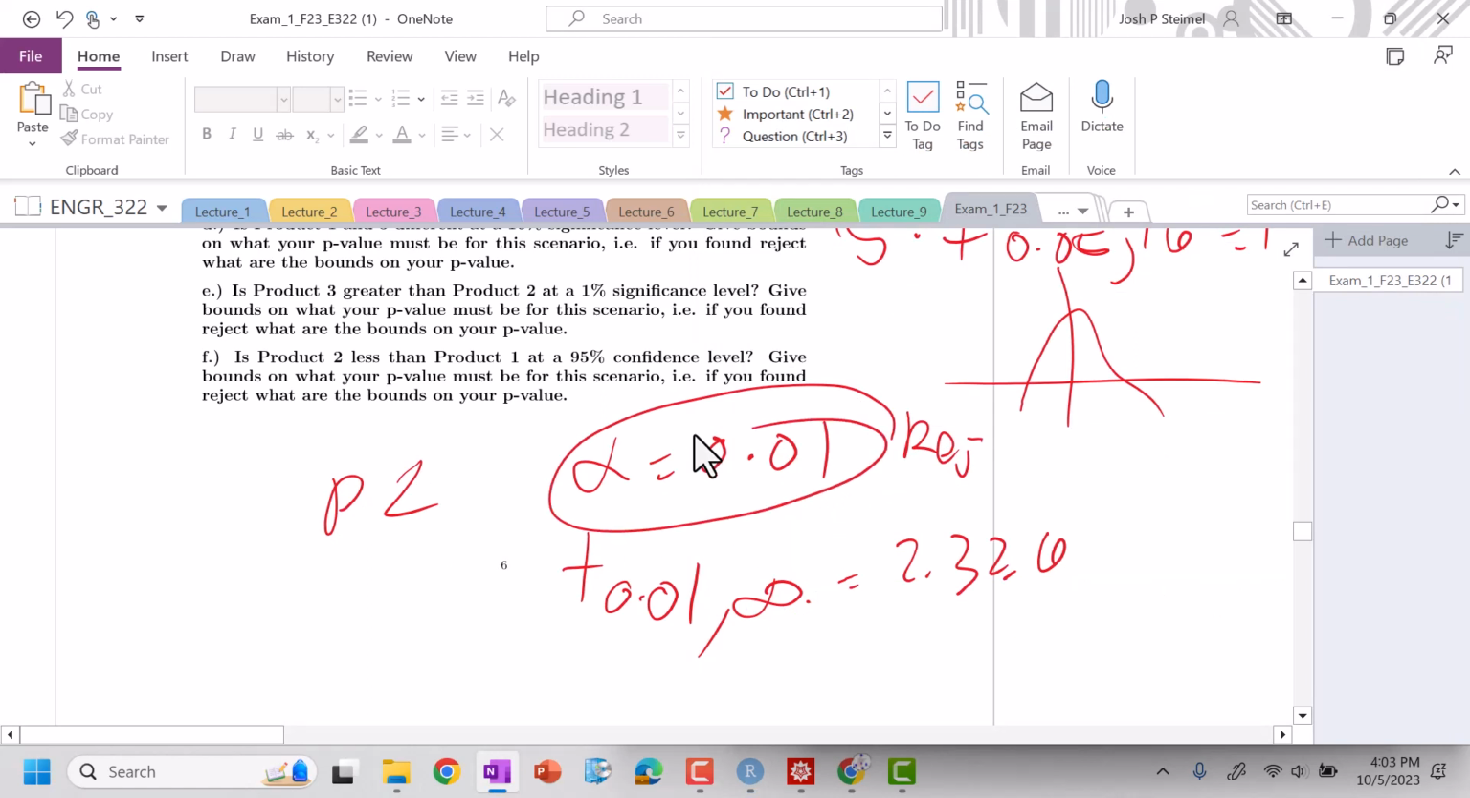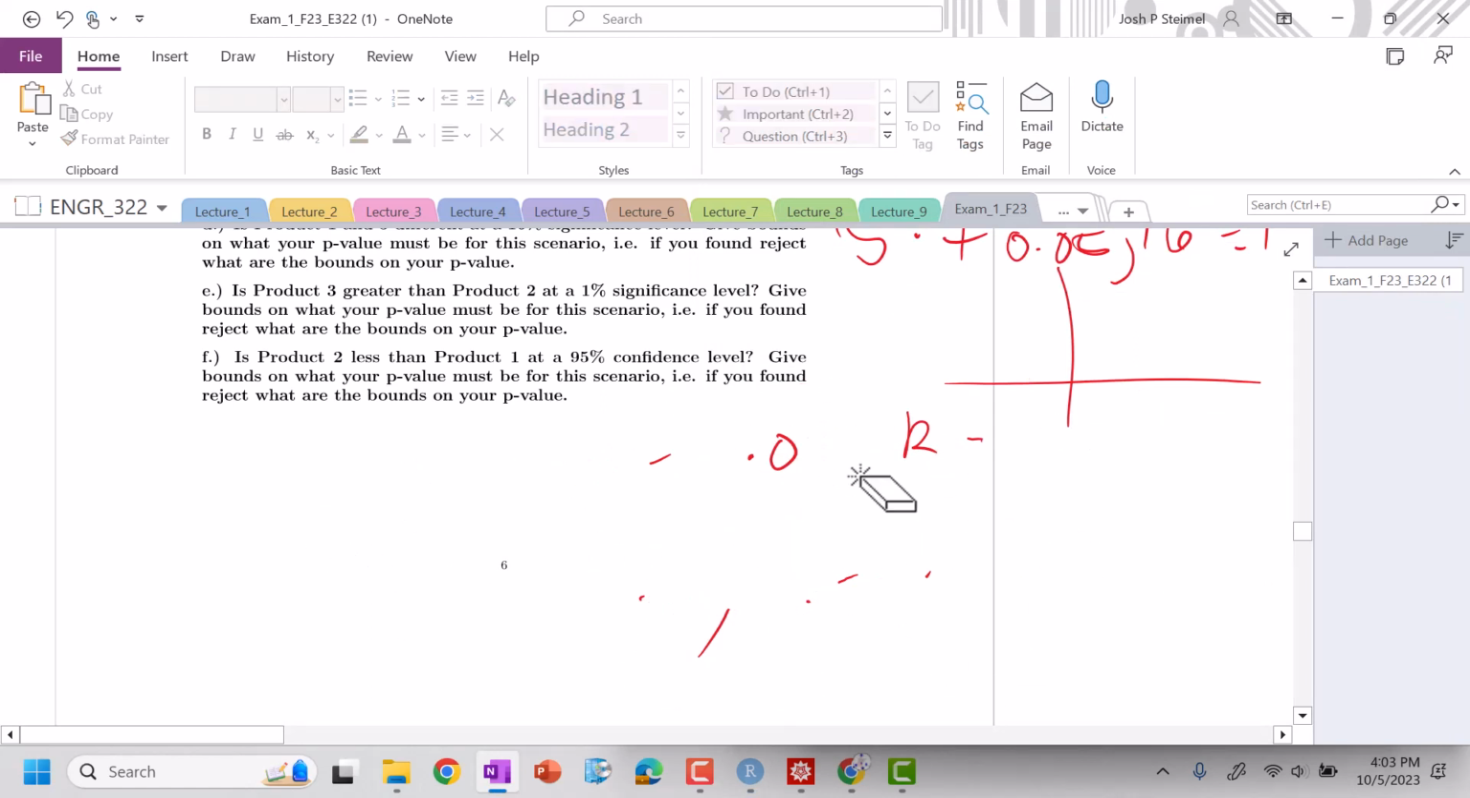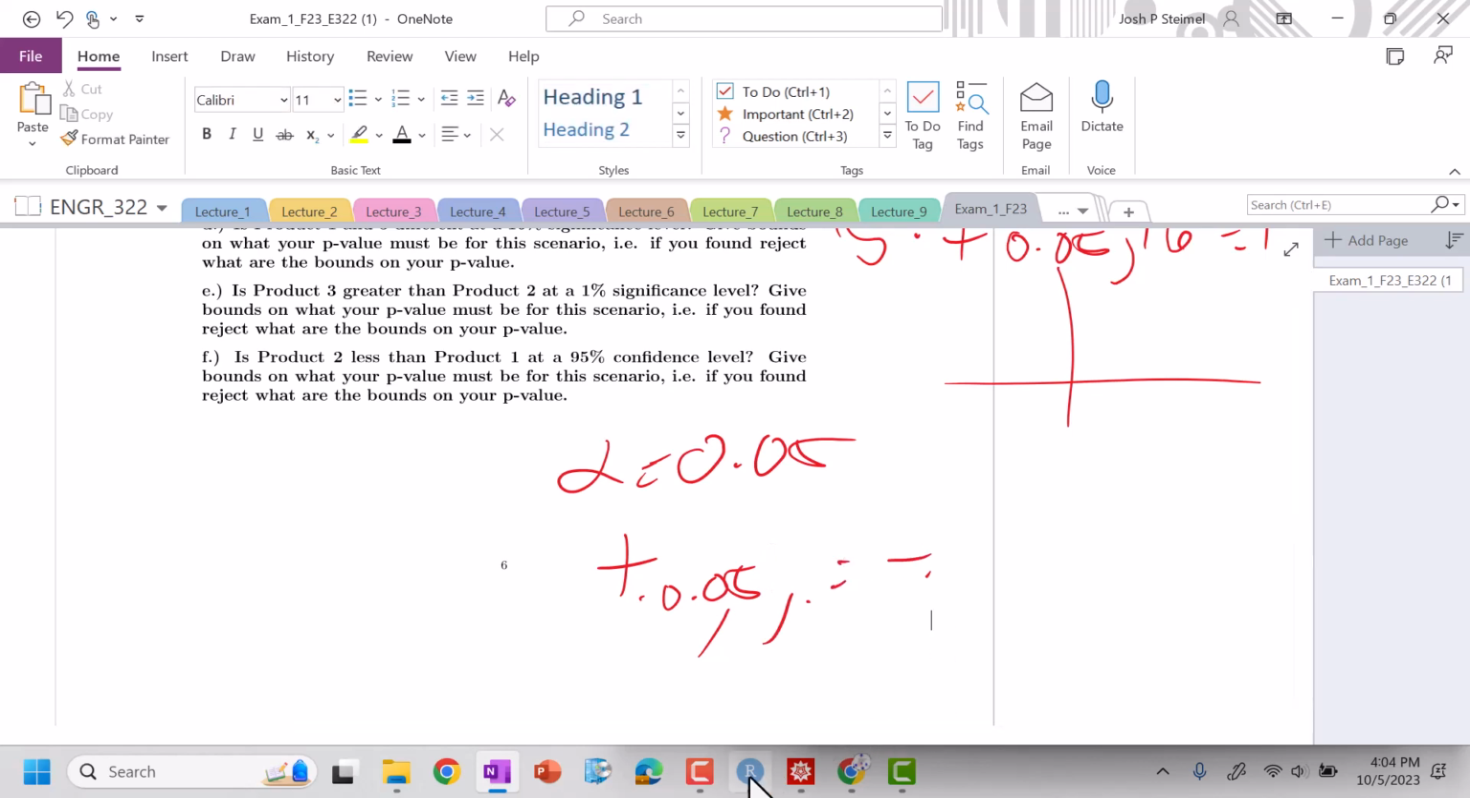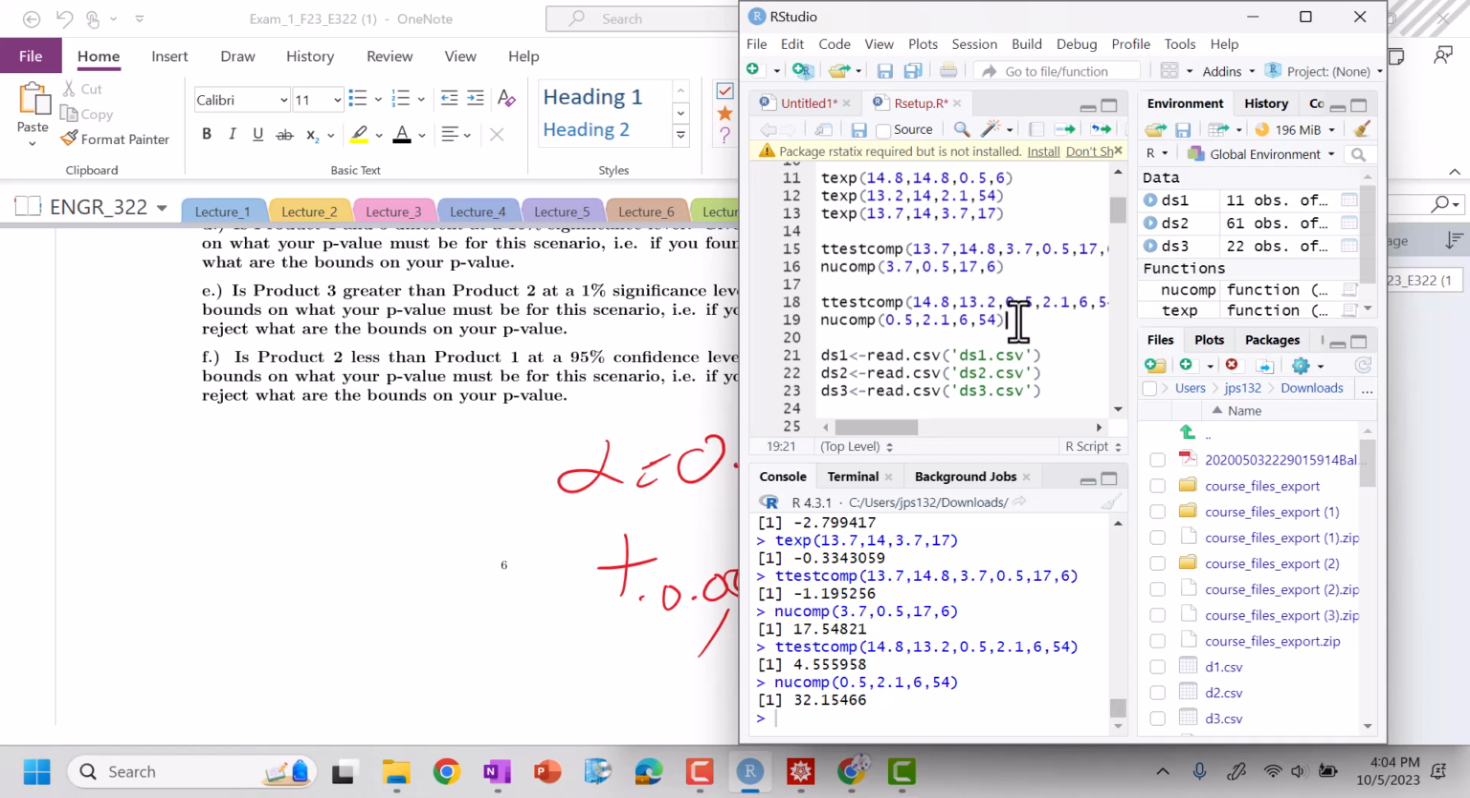And then finally, is 2 less than 1 at 95%? So our alpha is equal to 0.05. So our t is 0.05. We have to figure out the new. And remember, it has to be a negative value because we're left-tailed. We're less than on this one. So let's go ahead and knock this out.